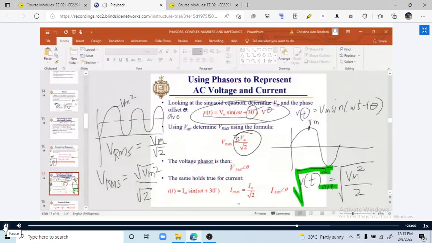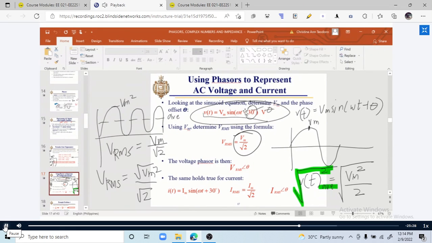Moving on, we have using phasors to represent AC voltage and current. Looking at this sinusoid equation, this is our sinusoid equation in time domain format. Determine Vm, or the maximum amplitude, and the phase offset. Our phase offset is the same as our phase angle. Therefore, our Vm is this one, and our phase offset is 30 degrees, or our phase angle is 30 degrees.